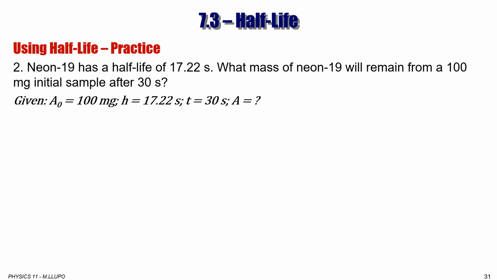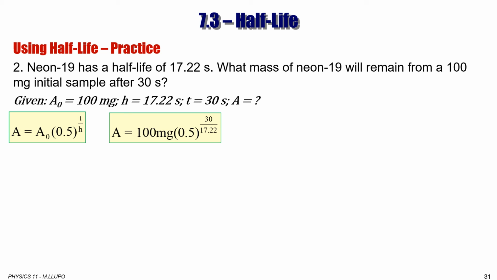Half-life is 17.22 seconds. Time is 30 seconds. What we're looking for is what is remaining from the original sample. So we can use the formula A equals A0 times 0.5 to the power of t over h, and then we have everything to plug into the formula.